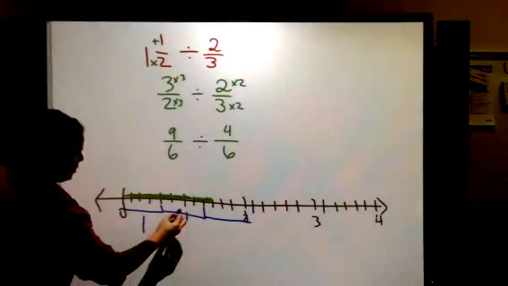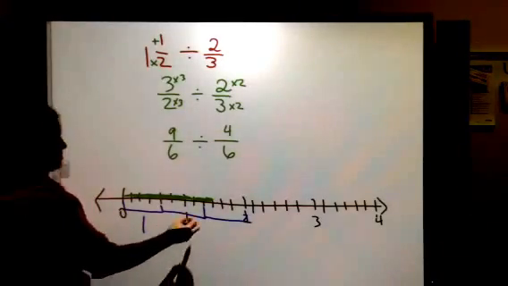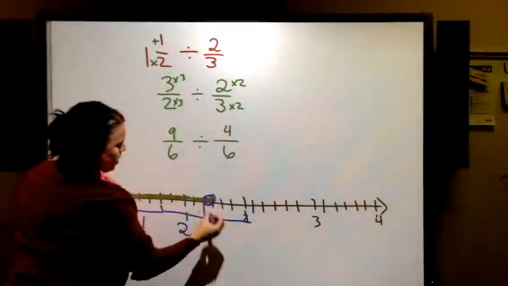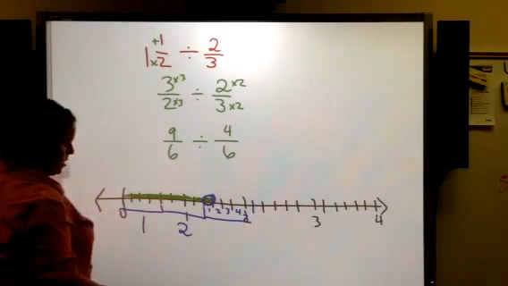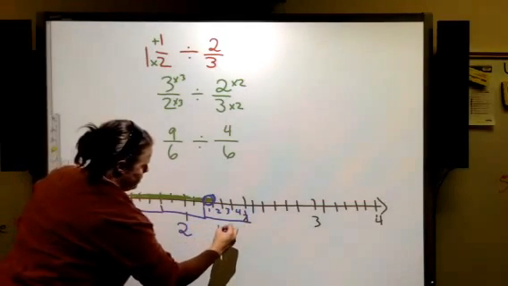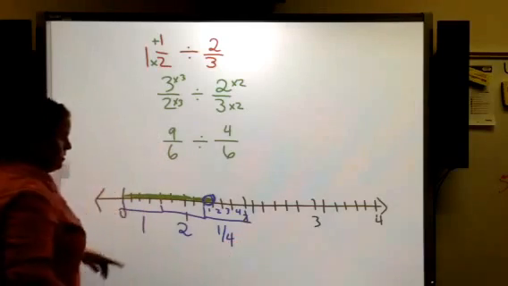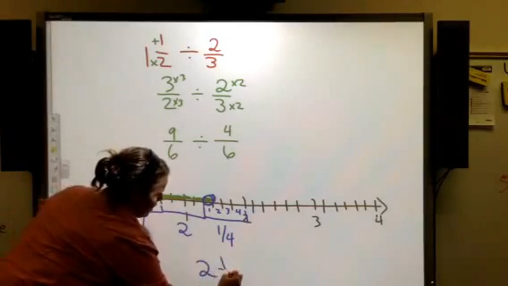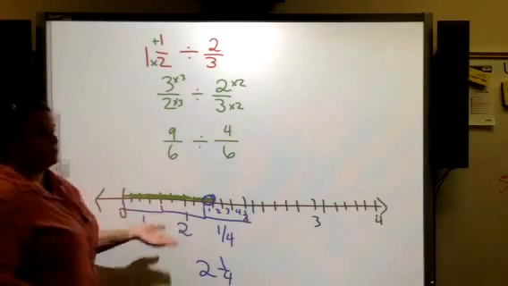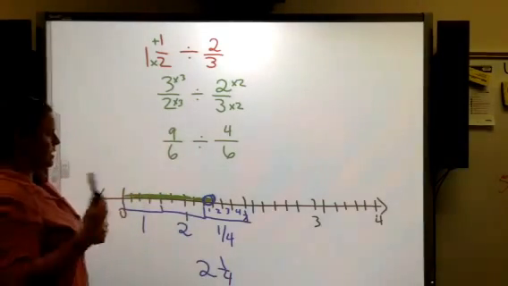So I've got 1 whole, 2 wholes, and then I've got 1 part of the 4. So I have 1/4 left over. So I have a total of 2 1/4 pieces. That's how I can divide 9/6.